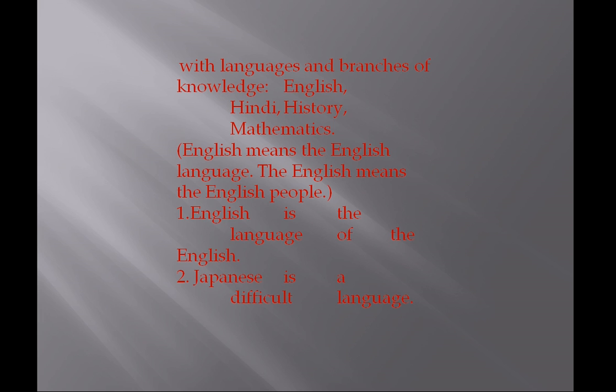Then I am referring to the nation or the people who speak English. Similarly, Japanese is a difficult language. We cannot say the Japanese. That means we should use the article before the people of that language, but we cannot use the or any article before the name of the language.